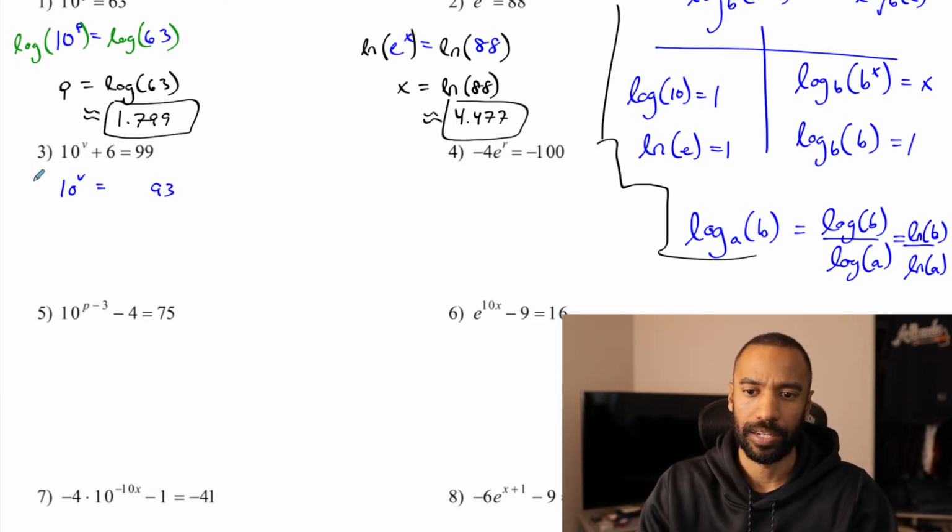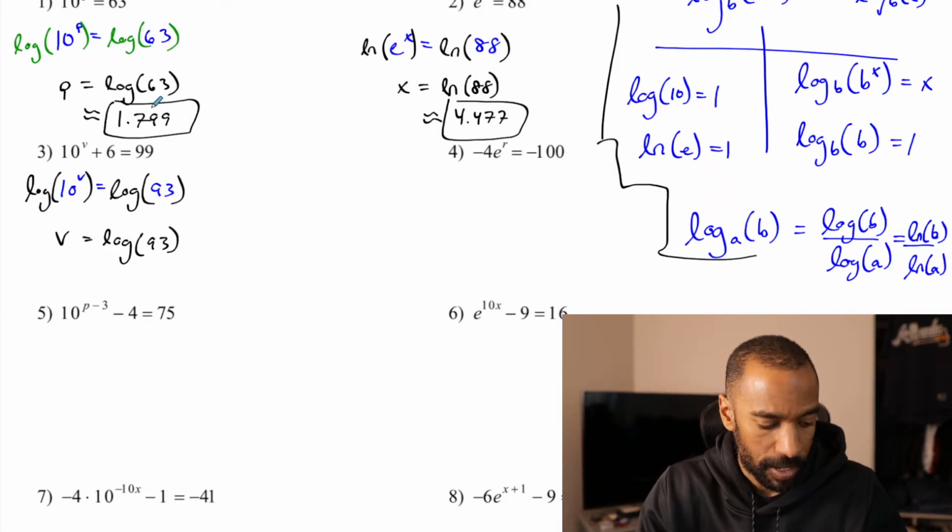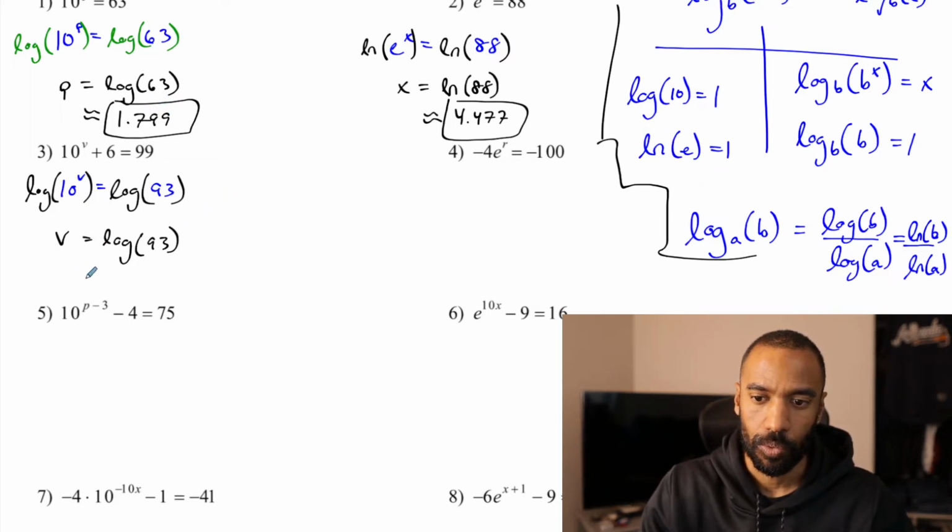And now I will go ahead and log both sides of this thing. Of course, base 10. So that'll leave me with v on this side and a log of 93 on this side. And of course, log of 93. This is where I'm going to use my other calculator, where I'm getting about 1.968.